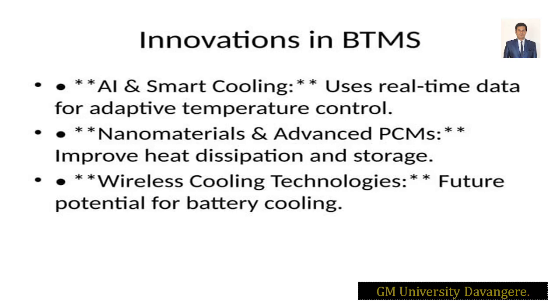So the nanomaterials and the advanced PCM have to be used for improving the heat distribution and storage. And also wireless cooling techniques can be used for the future enhancement of the battery cooling system, right? We can improve the potential of your battery cooling systems. But try to make novelties in wireless cooling technologies, nanomaterials, and also AI and smart cooling systems, right? So those are the major things you have to think about: how the cooling can be made novel in the BTMS, right?